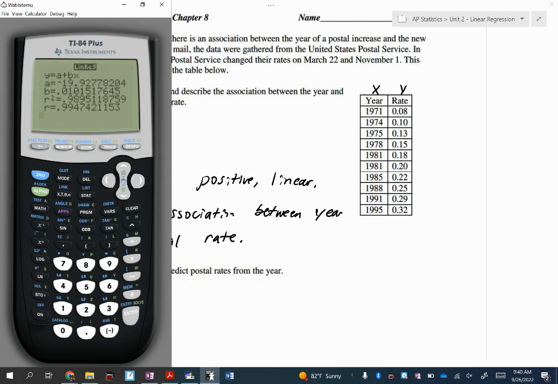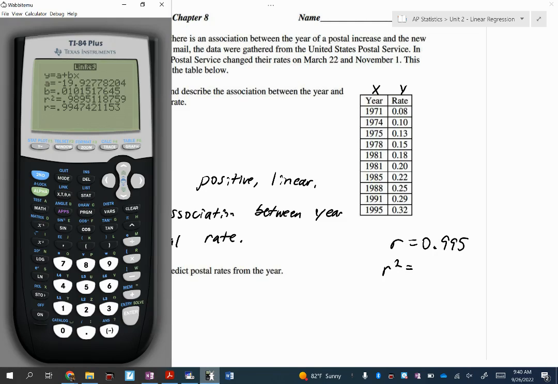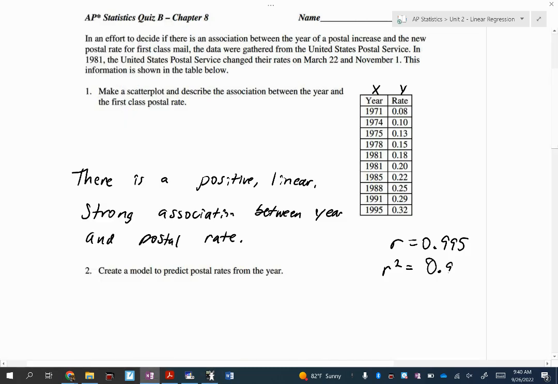Yes, we figured it would be really close to 1 because it did look very strong. So my R, does it ask me to write R? No. But R is 0.995. I'll write it to the side, which confirms the strong. Let's write down R squared because you have to know that for the quiz on Wednesday. 0.9895, so 0.990, so also very strong.